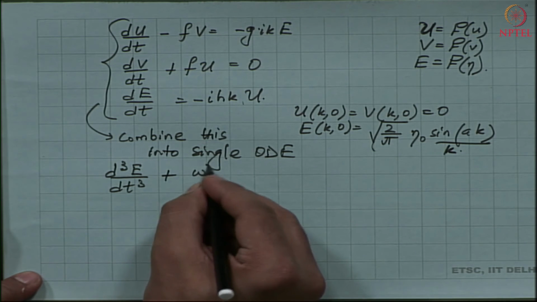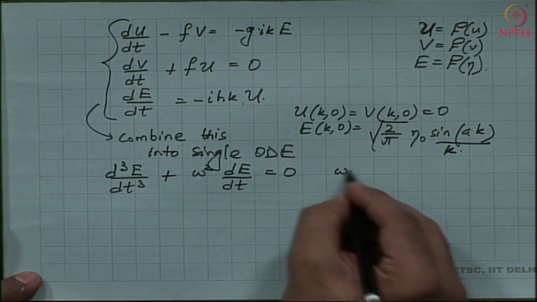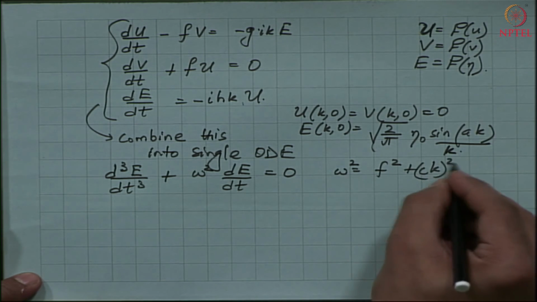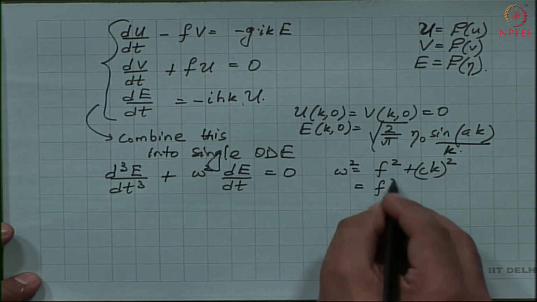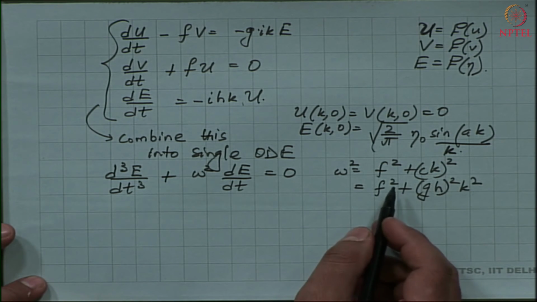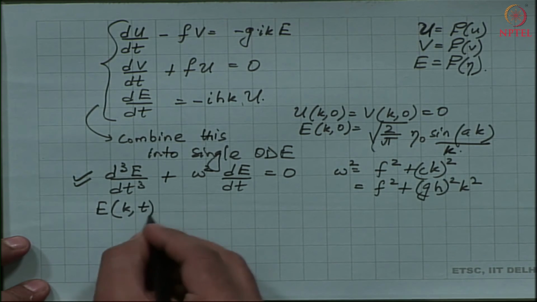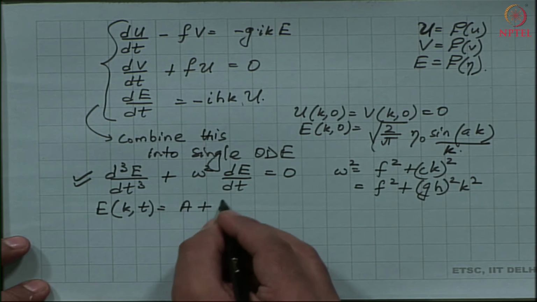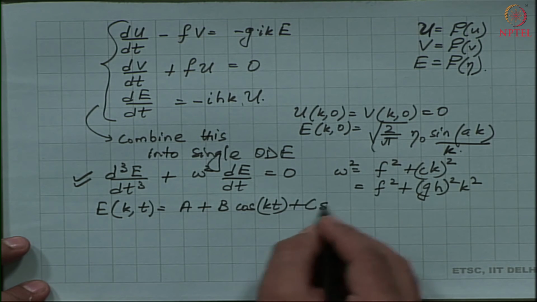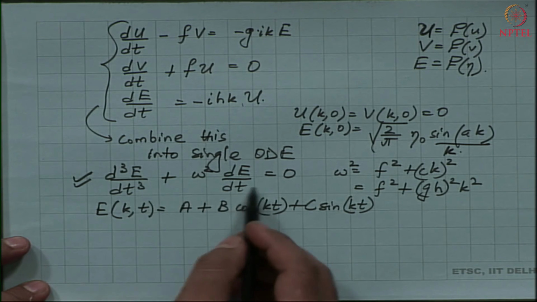d³E/dt³ plus ω² dE/dt is equal to 0, where my ω² is given by the following expression, or this is also equal to f² plus gh² k². So, ω is a function of k. So, I can solve this ODE, and the solution to this ODE is E(k,t) = a + b cos kt + c sin kt. We can check that this is indeed the solution to this ODE.